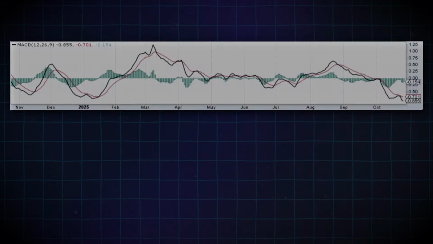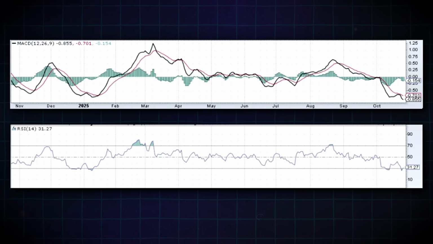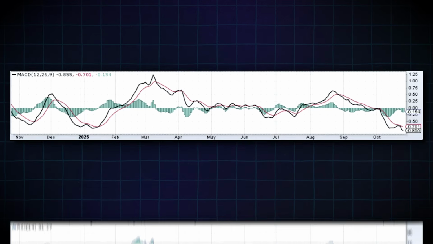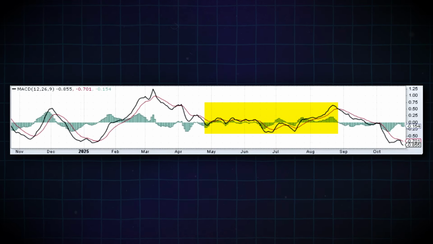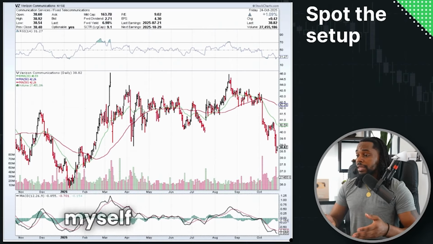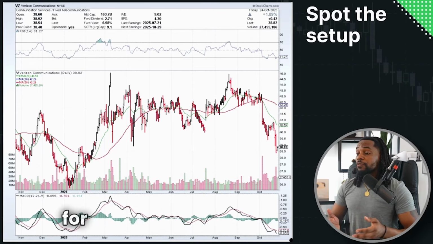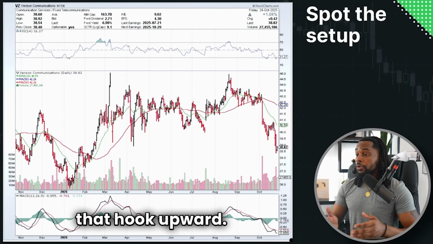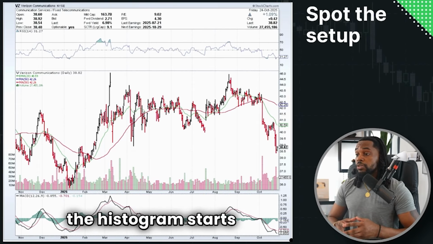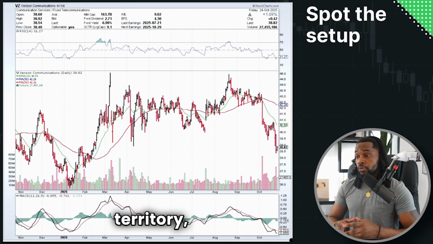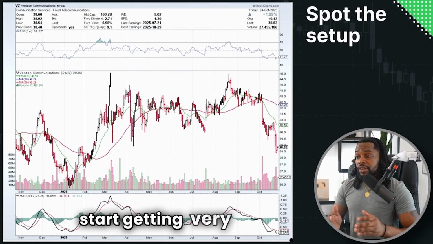Then I use the MACD and the RSI together to confirm when that buildup of energy is happening. So when the MACD line starts to flatten out and then curls back up, that's my first sign that momentum is starting to shift. I'll be watching for the crossover or that hook upward, especially when the histogram starts moving from negative to positive territory. That's when things start getting very interesting.